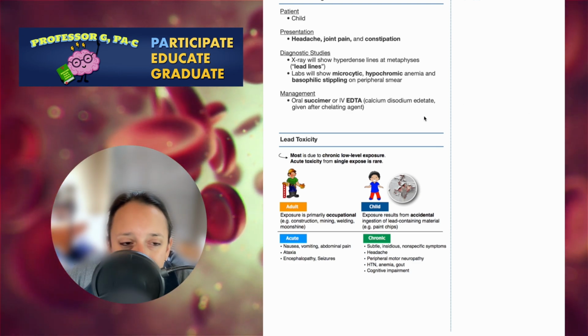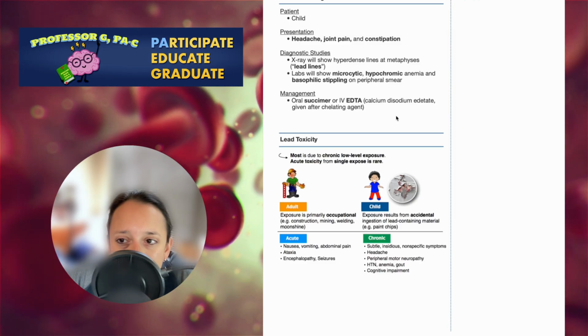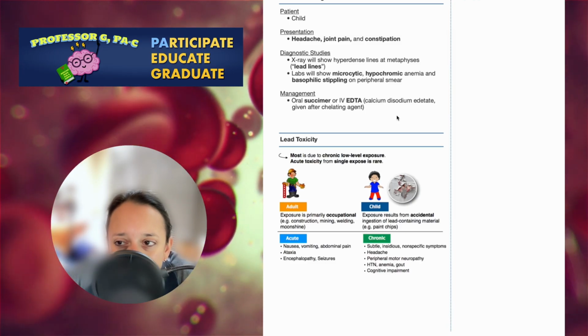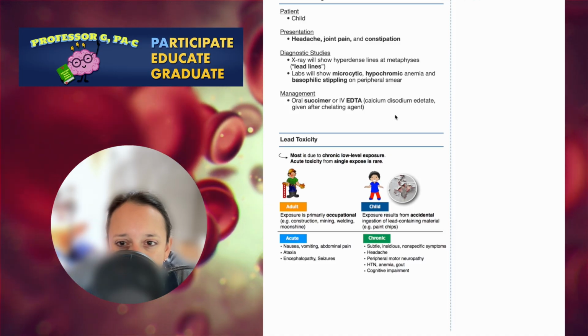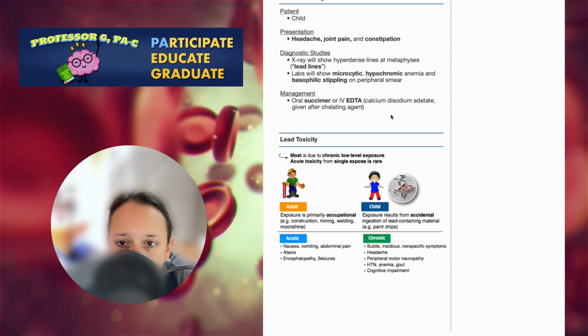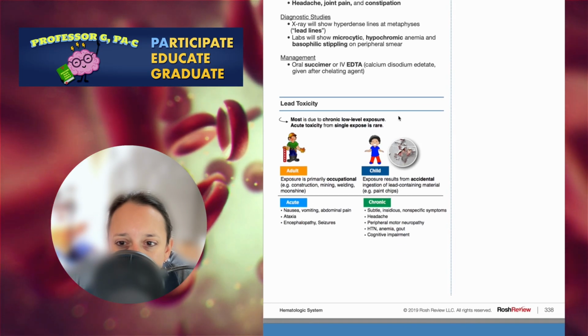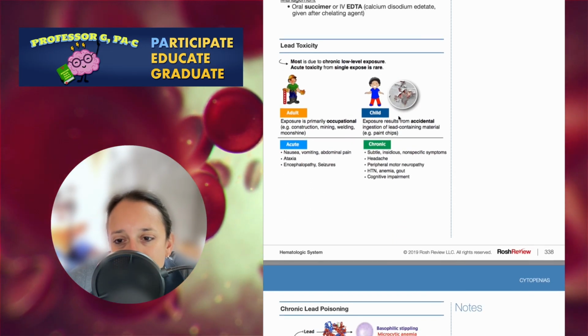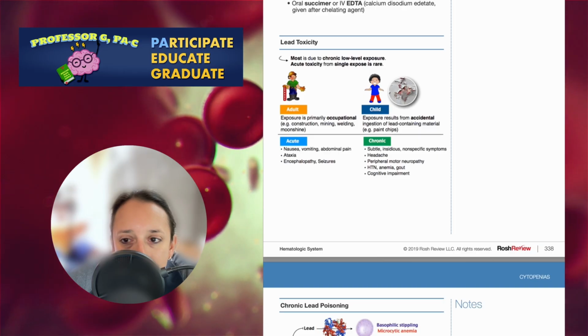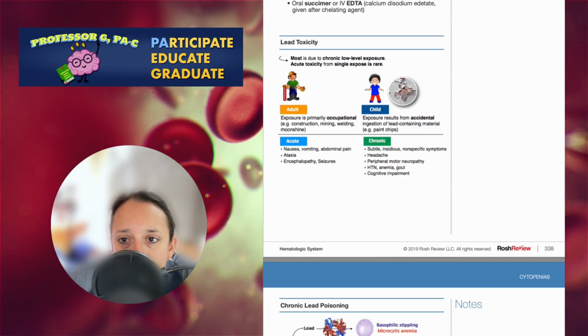Treatment is really removing the source of exposure. So if they're in a lead-based paint house, you want to remove them from that or remove the lead-based paint. For kids with really high levels, they can also have chelation therapy. PA pro tip: if you see a patient with a microcytic anemia, basophilic stippling, abdominal pain, neuropathy, you want to think lead poisoning. All right.